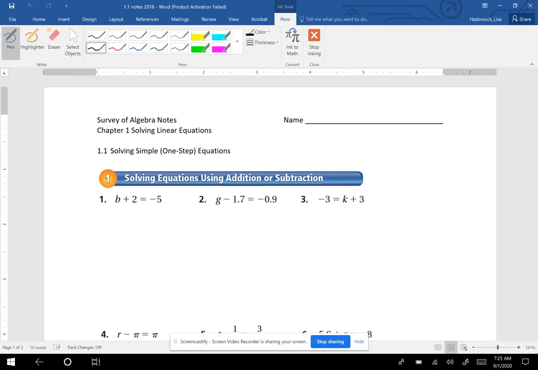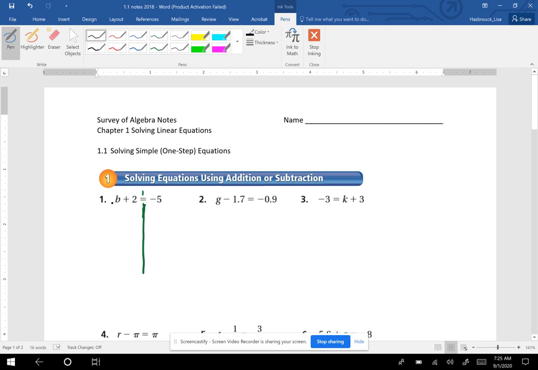We're solving simple one-step equations. So when we solve an equation, we're trying to get the letter by itself. Some people like to use a line to indicate that the equal sign is a wall when you're solving these, because whatever you do to one side of the wall, you have to do the other side of the wall. The line is not necessary, but if it helps you, you can use it.